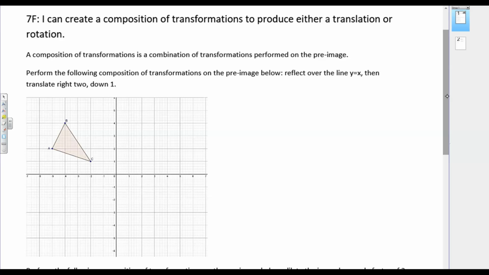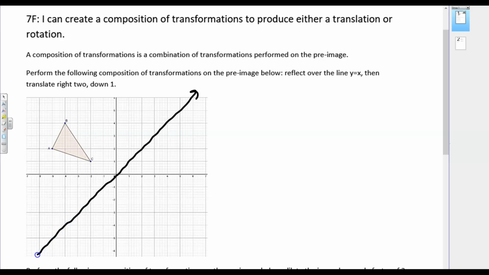Perform the following composition of transformations on the pre-image below. Reflect over the line y equals x, then translate right 2, down 1. So I'm going to do that now. I'm going to draw the line y equals x, which is here. Y equals x, boom.